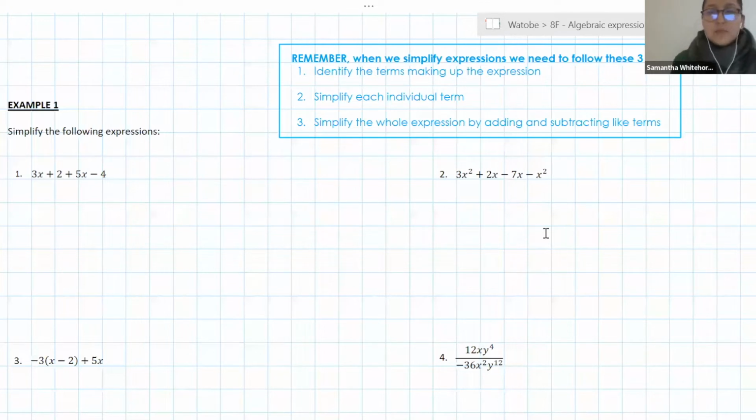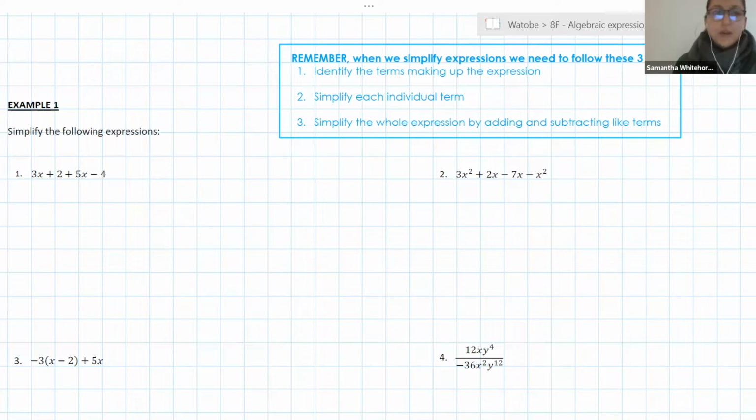Right, so when we simplify expressions, there's three important steps that we need to follow. Those are to identify the terms in your expression, so identify how many terms you're working with. Then we want to be able to simplify each term. Now, it doesn't necessarily mean that every single term must be simplified. Some of them just aren't simplified because they're as simple as they can be. And then we want to simplify the whole expression by adding and subtracting our like terms. So if we can do those three things, we should be sorted to simplify our expressions.